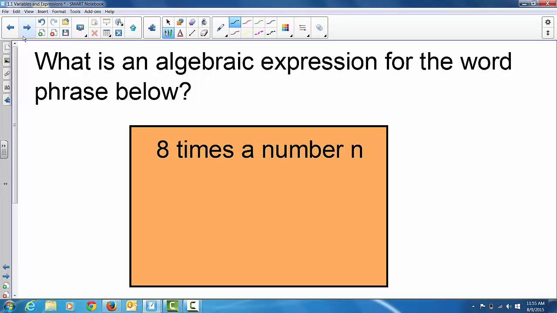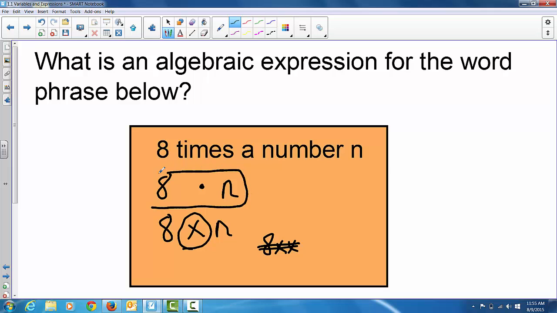What's an algebraic expression for this word phrase? 8 times a number n. Well, we write 8 times a number n. So you could write it like that. We do not write 8 times n with an x-looking symbol. The reason you don't do that is because we're going to be using the x as a variable, and that would be confusing. For example, if it was 8 times x, this is what it would look like, and we can't have that, okay? So we're going to use this way of writing multiplication, or you could write 8n, or if you had to, you could write 8 times n like that.